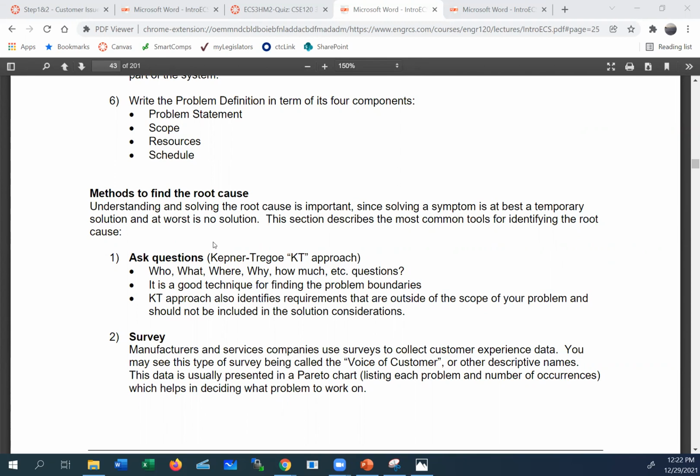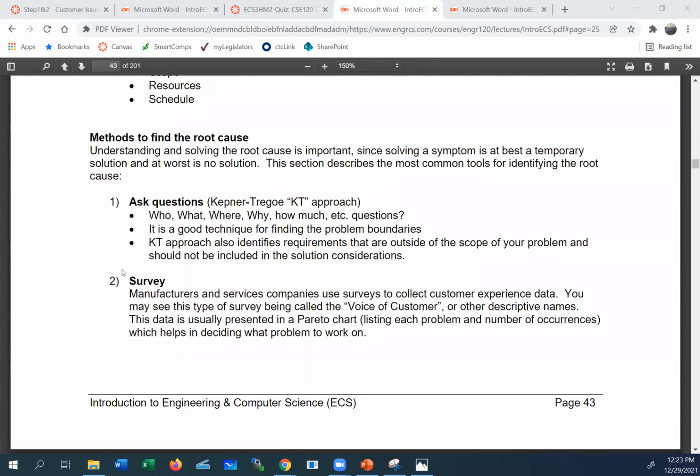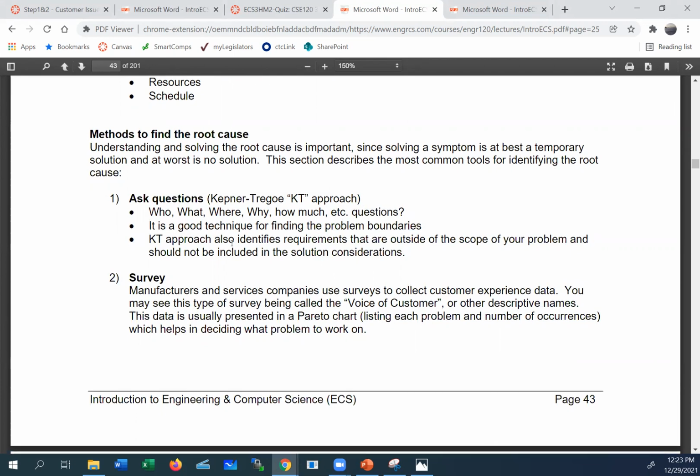Here are some techniques commonly available that people use, the formal process of figuring out what the root cause is. You ask questions. That's probably the most straightforward. It's called the Kepner-Tregoe or KT approach. You just keep asking who, what, why, where questions of yourself, of your team, of your problem, until you get to the root cause of where the problem is. Sometimes there's not one problem, there could be many problems.